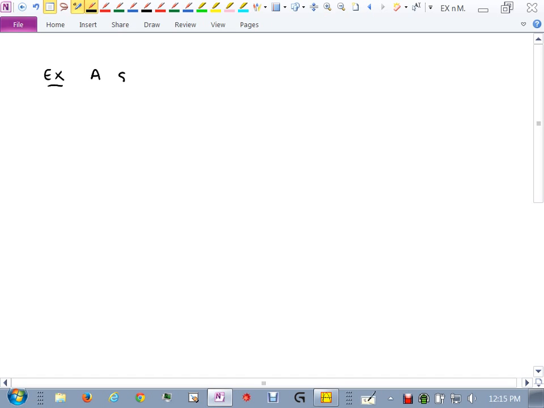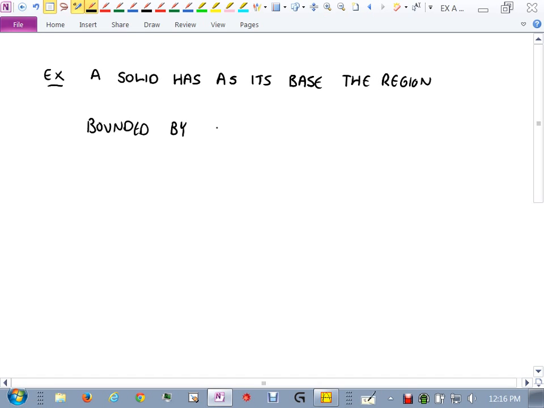A solid has as its base the region bounded by y equals x and y equals x to the 4th.